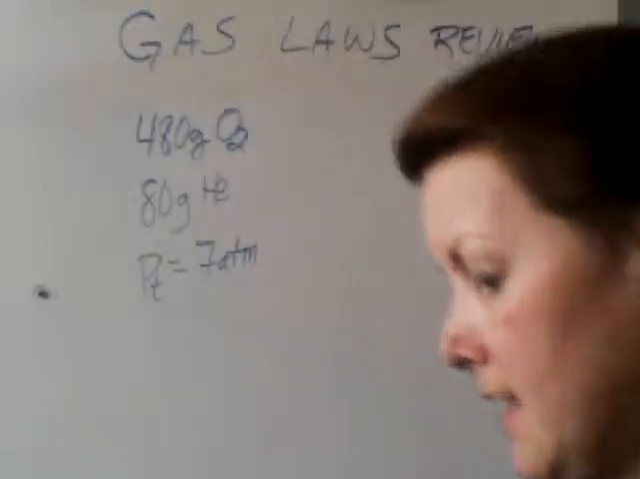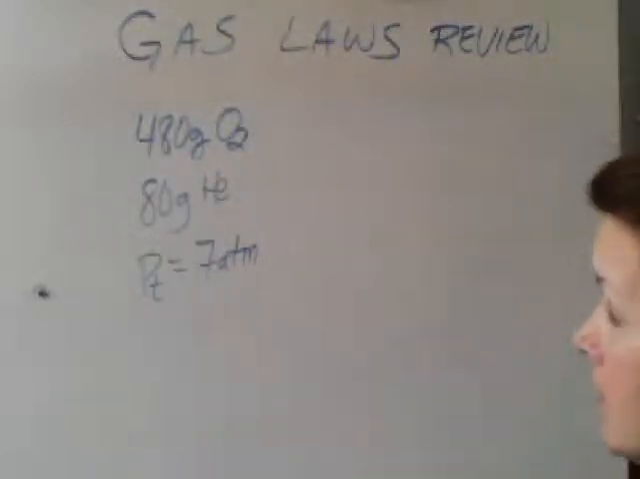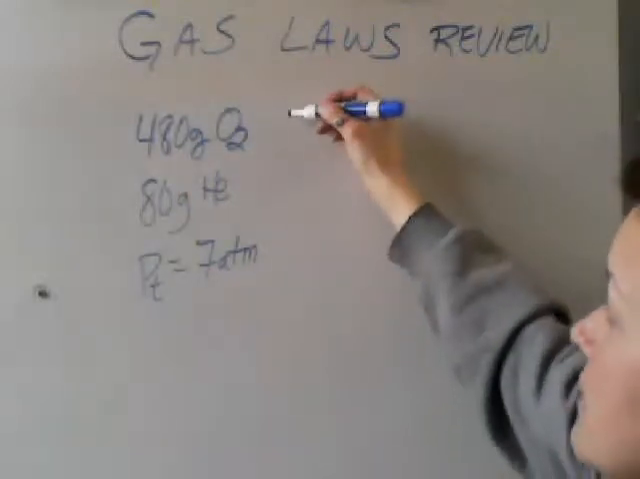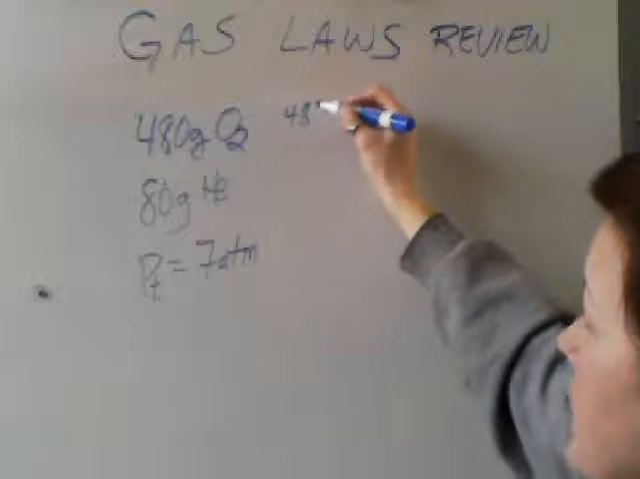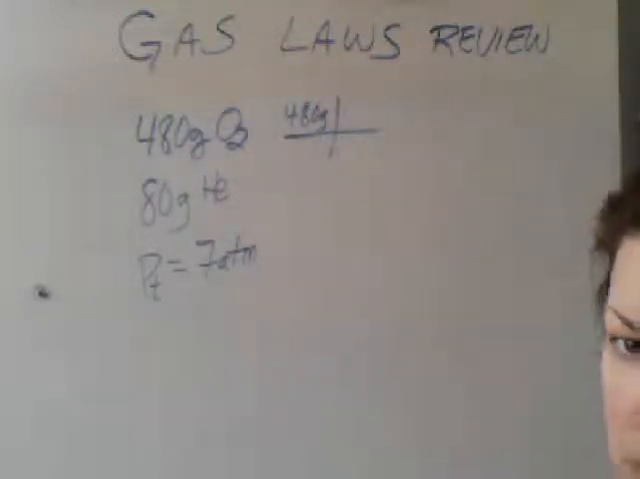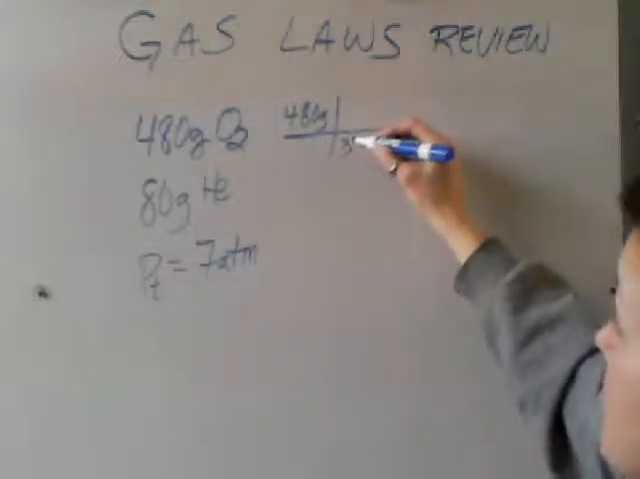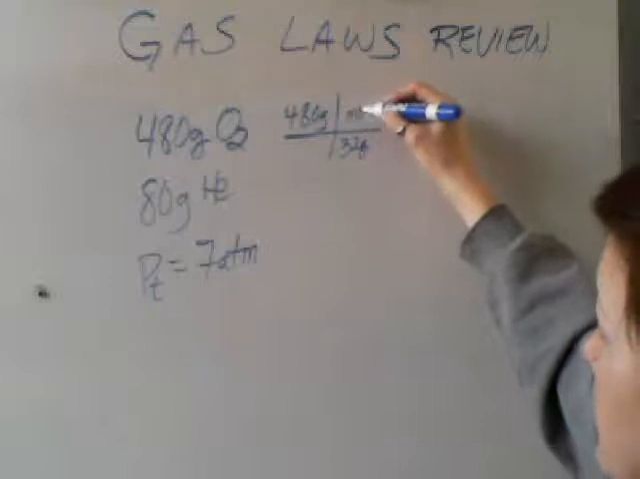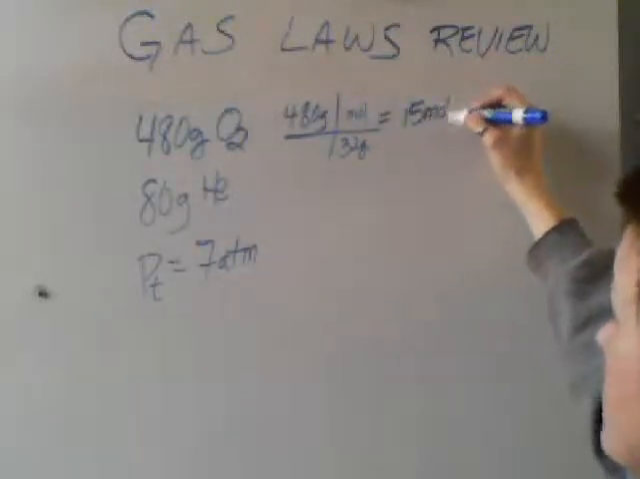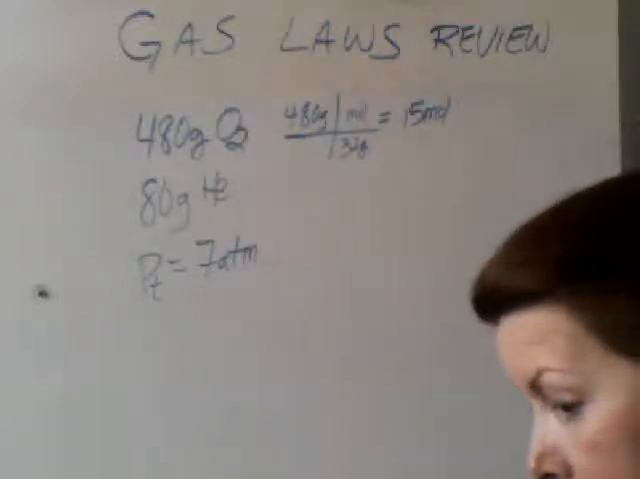Question A says, how many moles of oxygen are in the tank? We can do that simply. We know that we have the mass of oxygen, so we can take 480 grams of oxygen. We know that oxygen is a homonuclear diatomic element, so there's always 2 of them, and so its mass is going to be 32 grams per mole. And so we can solve that there are 15 moles of oxygen in our tank.